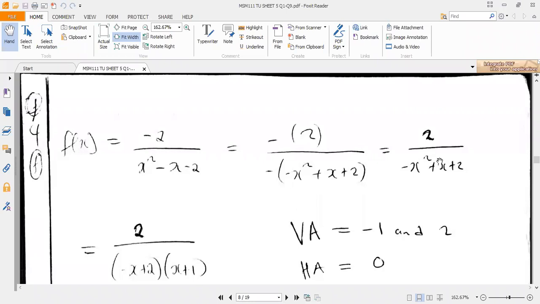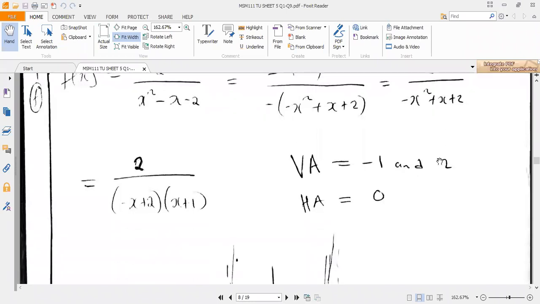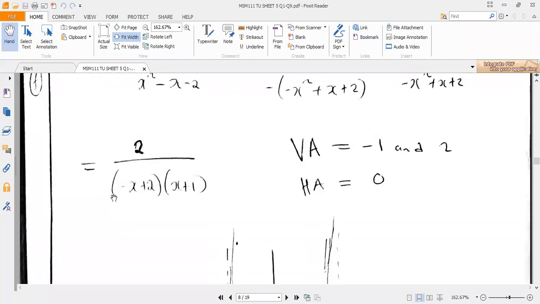Yes, thank you. So now when you find those sum and product, you find that it will be negative (x plus 2)(x plus 1). This is what we get when we expand the negative x squared plus x plus 2; you find these two factors. So now your vertical asymptotes are those values that make the function undefined.